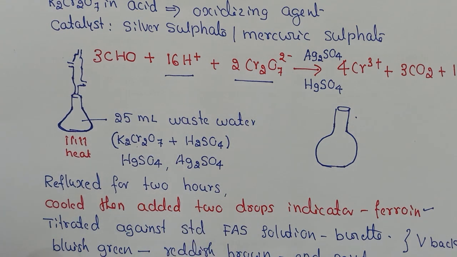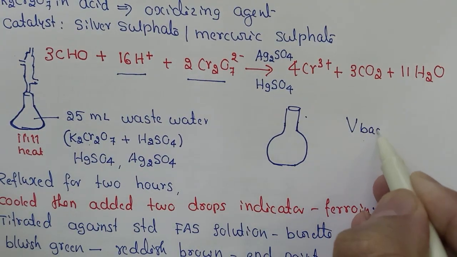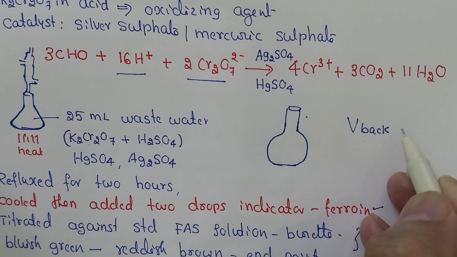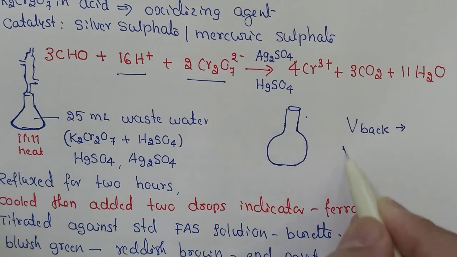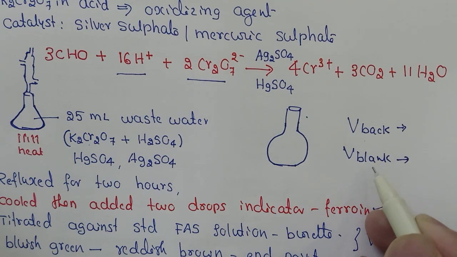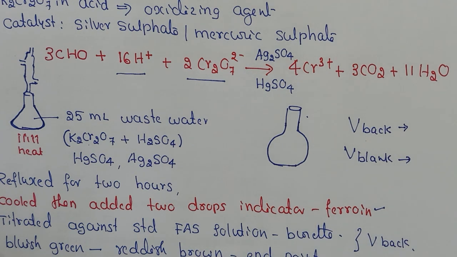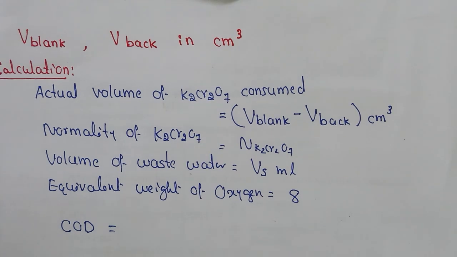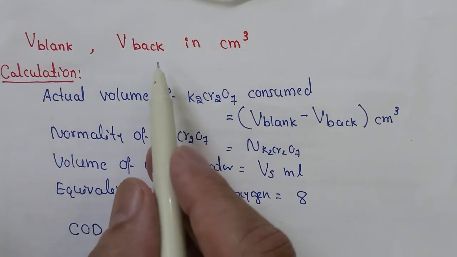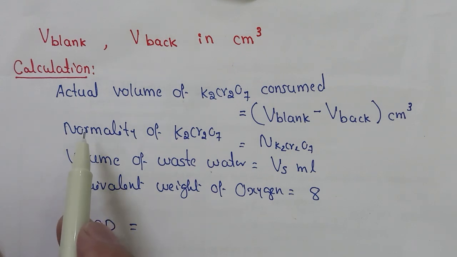So we have one V back titration, which is the actual one with the wastewater, and the other one is V blank, with the 25 ml of distilled water. Both we get in ml or cm cube. So here we have V blank and V back in cm cube. Now let us see how we can do the calculation.